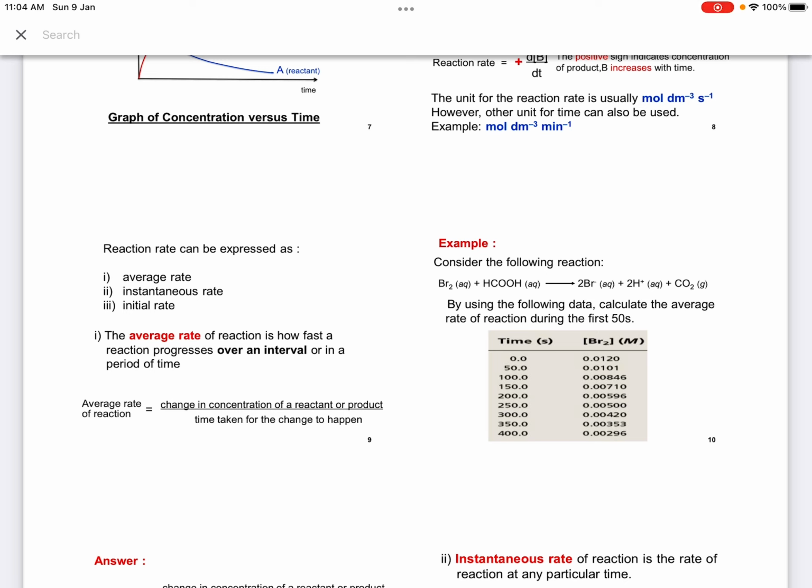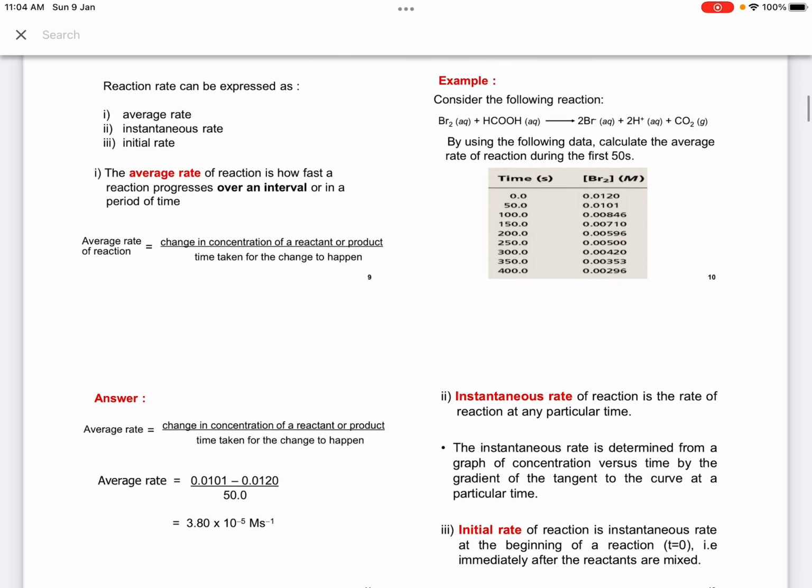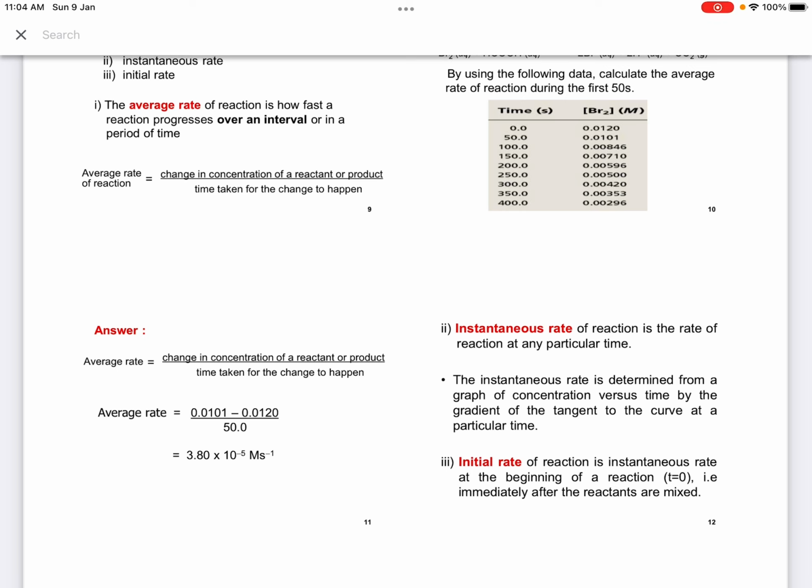Consider the following reaction. By using the following data, calculate the average rate of reaction during the first 50 seconds. So how do we calculate? Average rate equals the change in concentration of reactant or product over time taken. This is for the first 50 seconds, so the time will be 50 minus 0, while the change in concentration is 0.0101 minus 0.10120, sorry. So we get 3.8 times 10 to the power negative 5 molar per second.